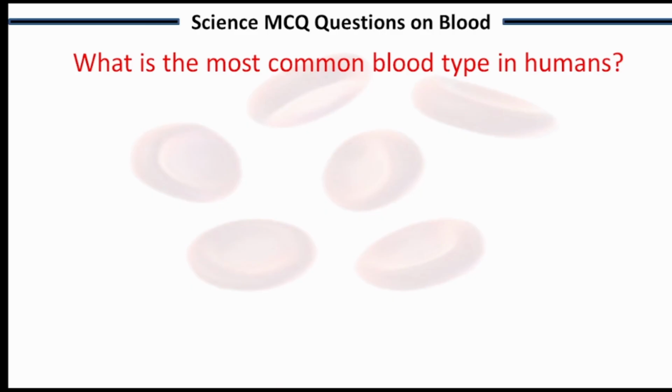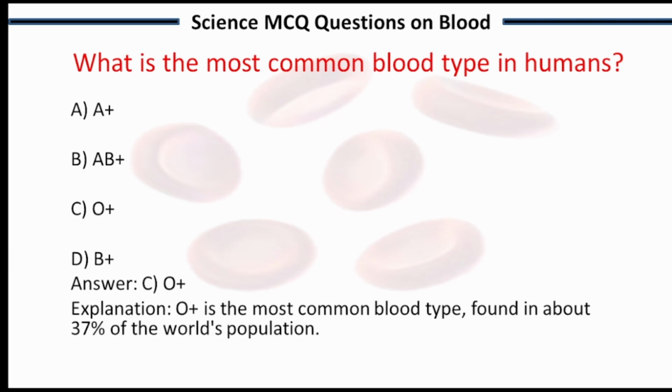What is the most common blood type in humans? A positive, AB positive, O positive, or B positive? Right answer is O positive. O positive is the most common blood type, found in about 37% of the world's population.